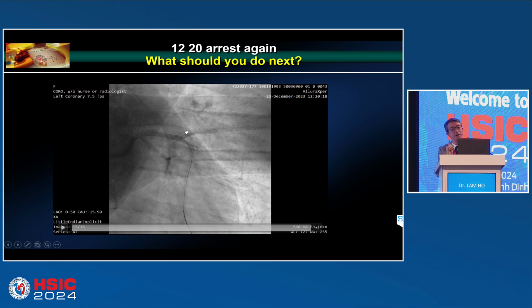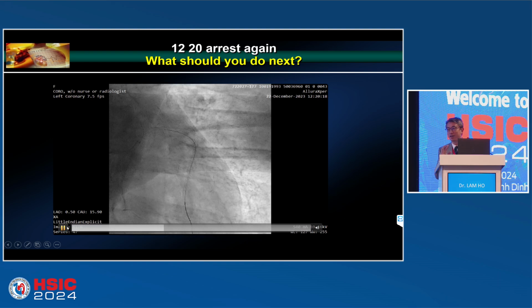But this is not evidence-based. In fact, the impeller is very expensive. Do you dare to put it in while the patient is on CPR, while pushing the heart?